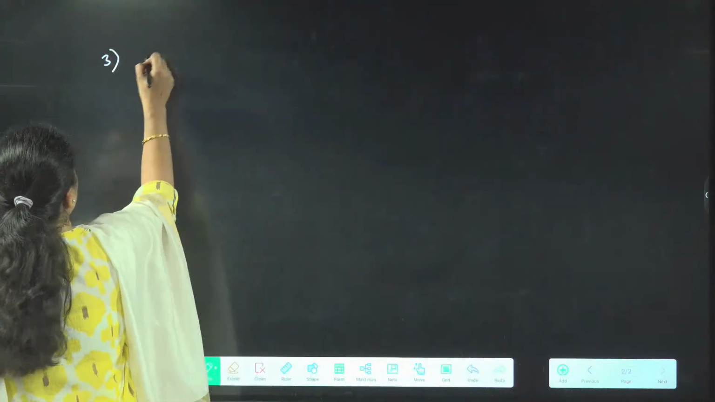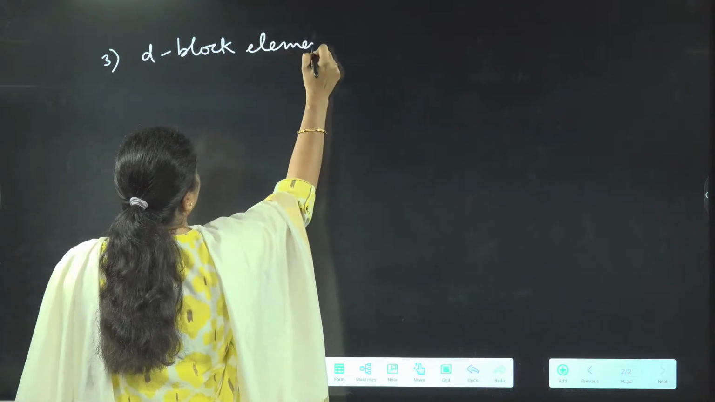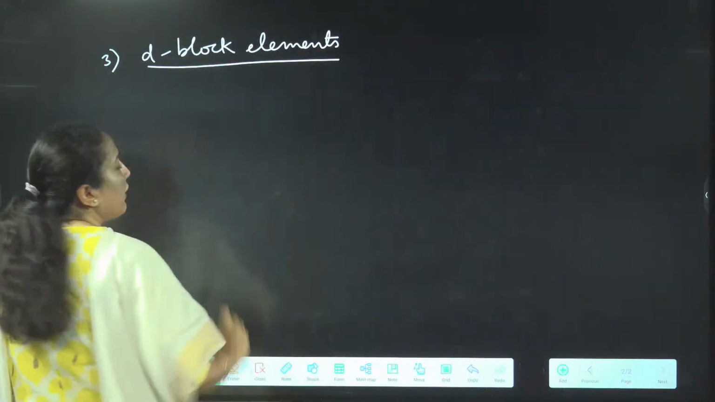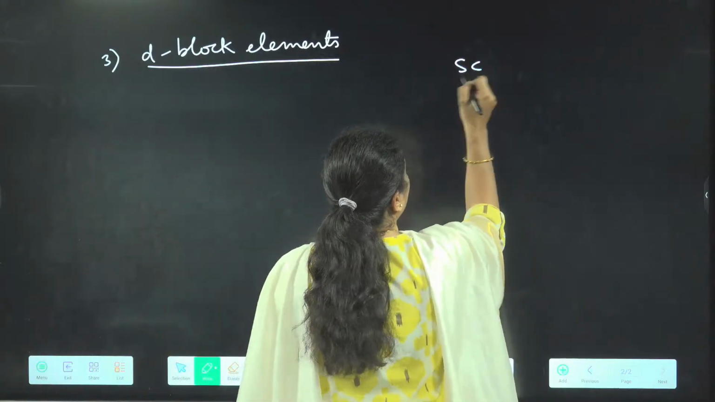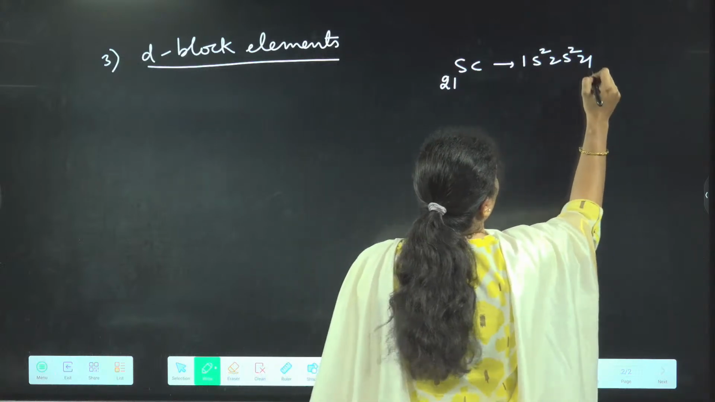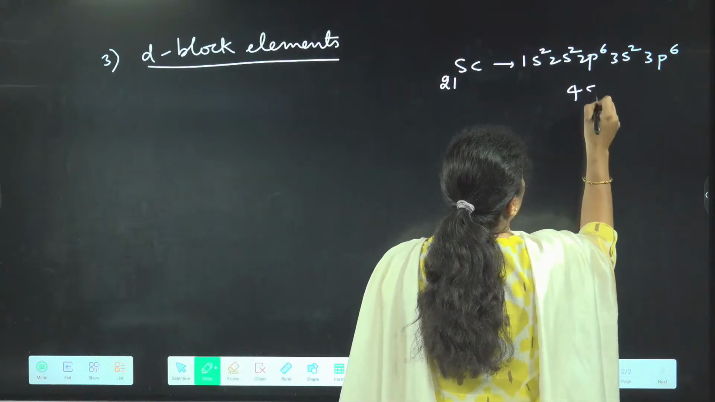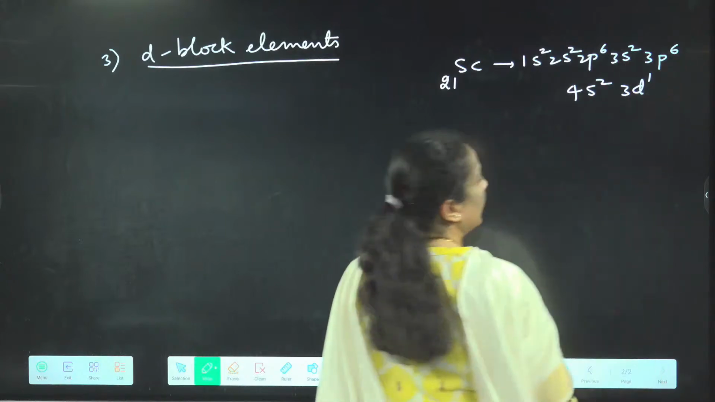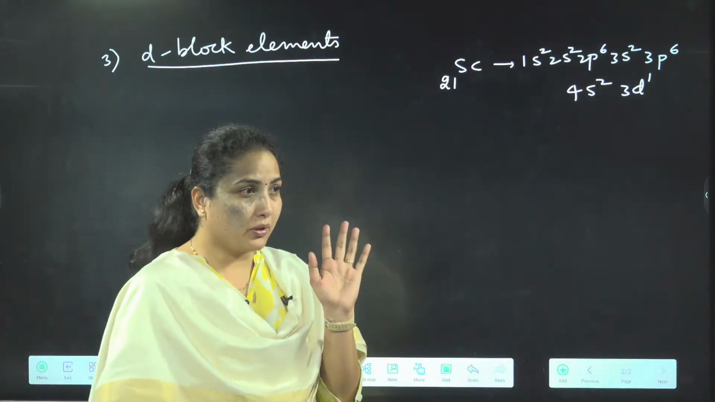So the next class of element is basically D block elements. Now before writing the definition of it, let us take a very simple example, which is basically scandium. When I write its configuration, it is 1s2, 2s2, 2p6, 3s2, 3p6, 4s2, 3d1. Now you are able to see where the last electron has entered. It has entered into d orbital, right?